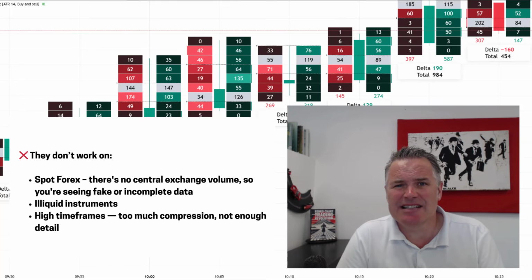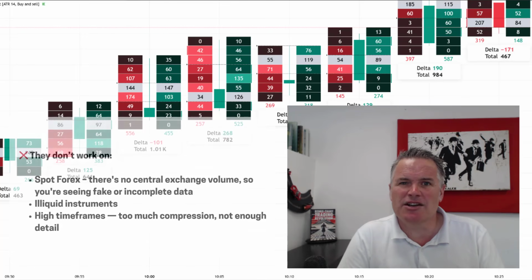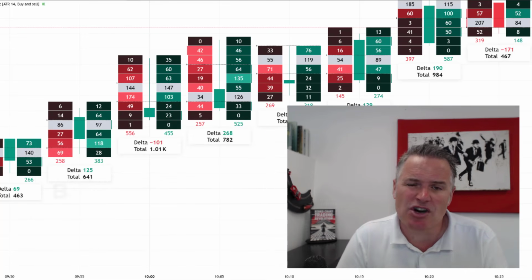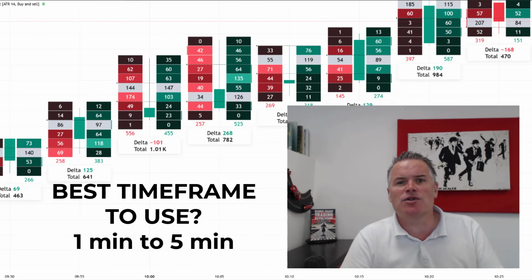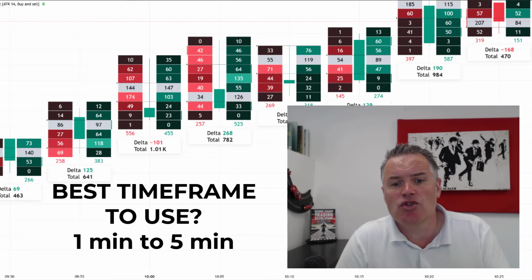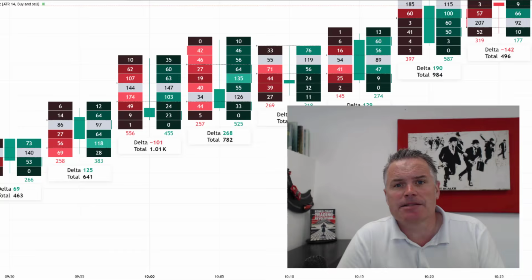You know, it's really just a nice to have then, it doesn't really show you much. So in terms of the ideal time frame, I think it's about 1 minute to 5 minutes. So we're really focused in on the short term with these type of chart types.